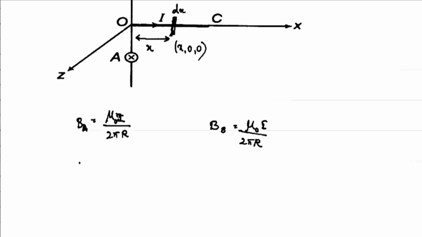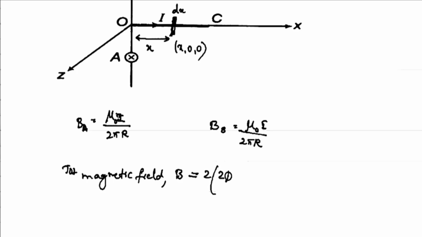So the total magnetic field B will be equal to 2 into mu naught I divided by 2 pi r, into the cos component, so cos theta. Now we will simplify it. Cos theta will be equal to x divided by r, from the right angle triangle.